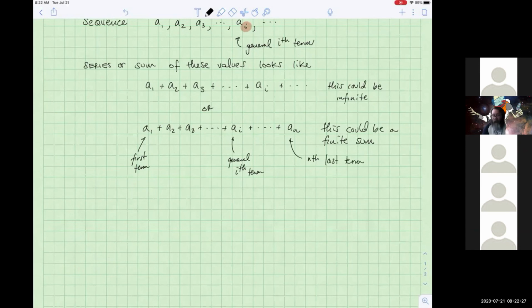So before we were using subscripts like N and K. Now very specifically, while we're using these different subscripts, I is going to be the subscript for the general one in the middle, and we basically reserve the nth term for being the last term in our finite sum. So nth, last term in the finite sum.